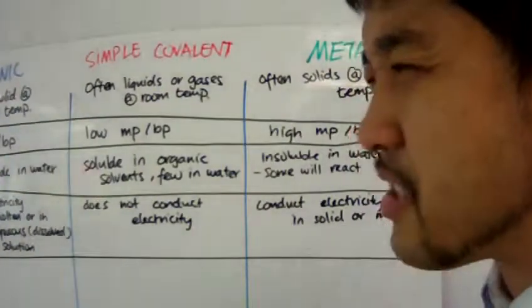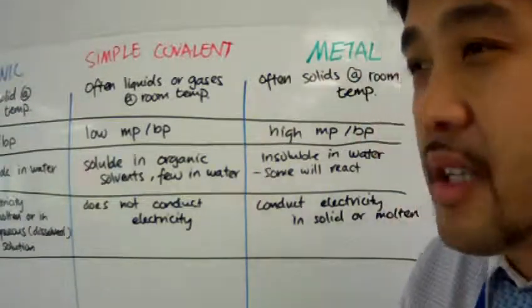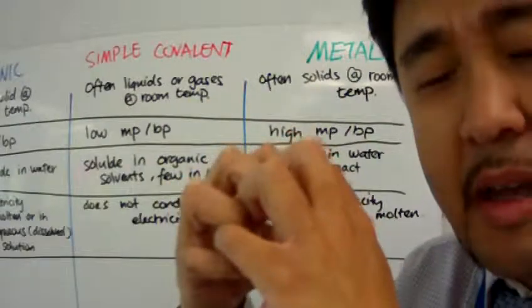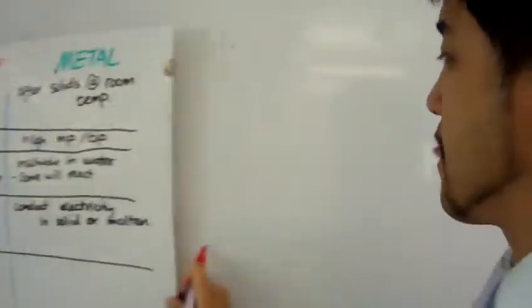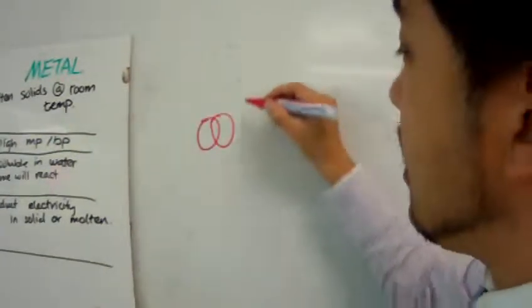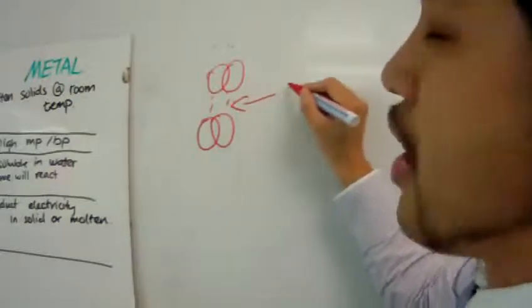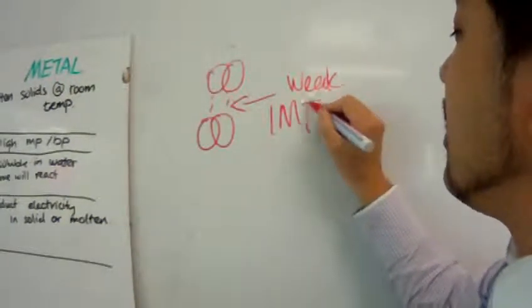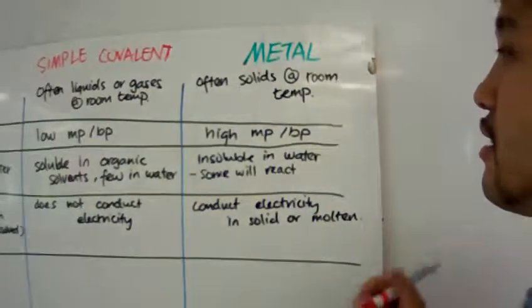Simple covalent compounds are usually liquids or gases at room temperature, and that's because they are simple molecules that have covalent bonds, right? But between different molecules, say molecule A and molecule B, you have weak intermolecular forces, all right? Weak intermolecular forces.